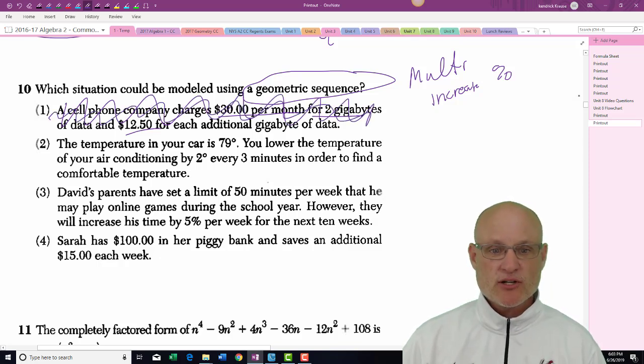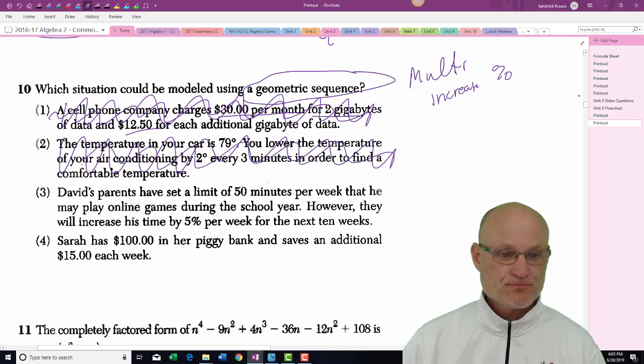A temperature in your car is 79 degrees. You lower the temperature of your air conditioning by 2 degrees every 3 minutes. No, you're doing a consistent rate. That's arithmetic.